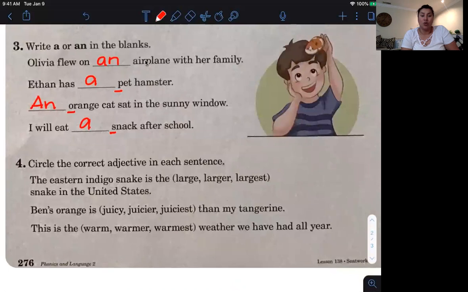All right, circle the correct adjective in each sentence. Remember, this is bigger, ER, when you're comparing two things. And biggest, EST, is when you're comparing three or more things, all right? The eastern indigo snake is the large snake in the United States, the larger snake in the United States, or the largest snake in the United States? Well, we're talking about one snake compared to a whole bunch of species of snakes. So it would be largest, because that's more than three.